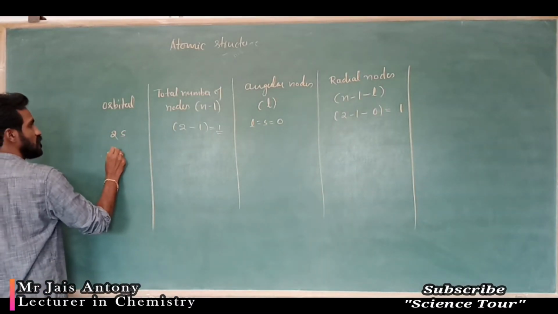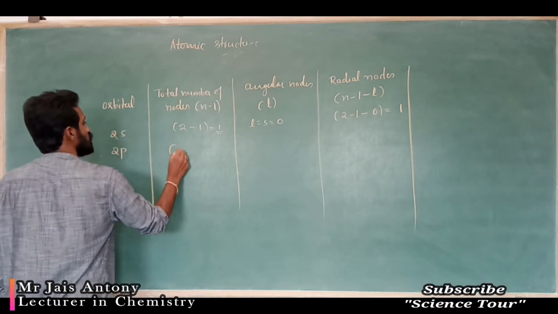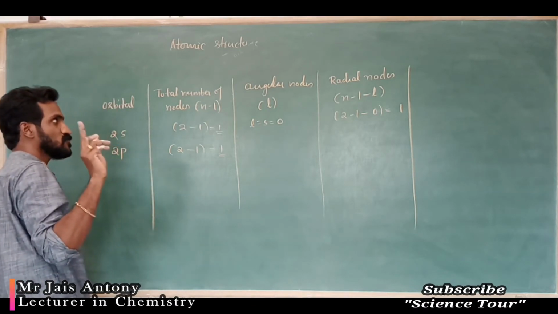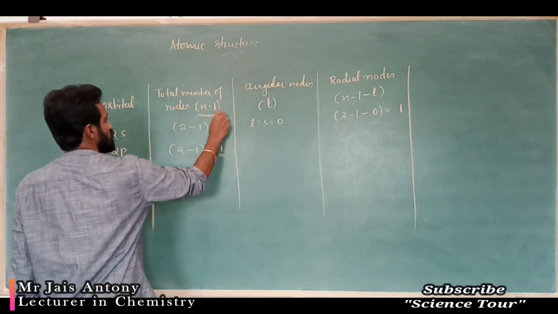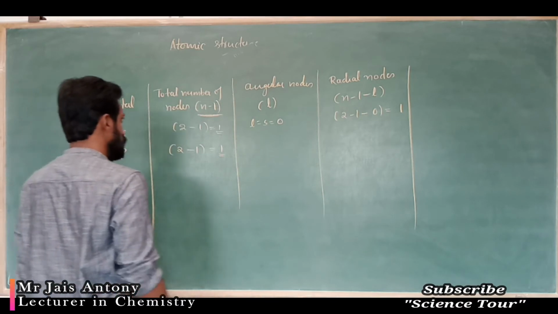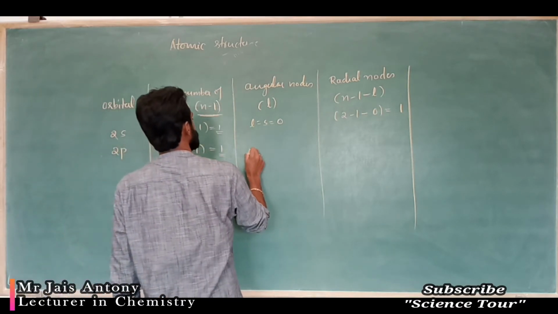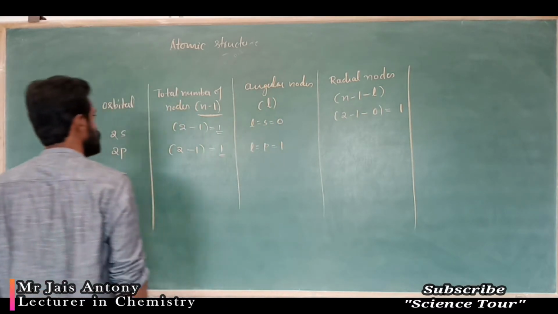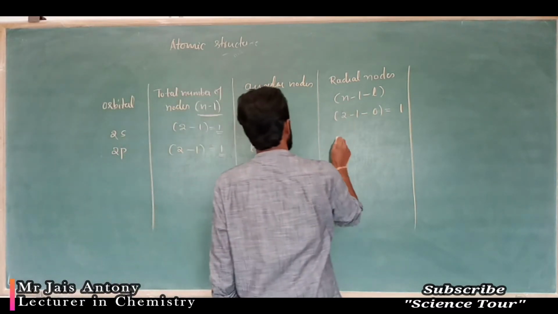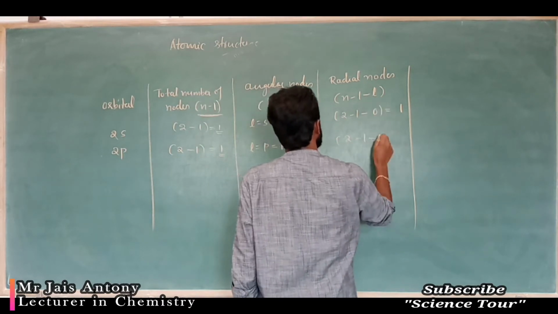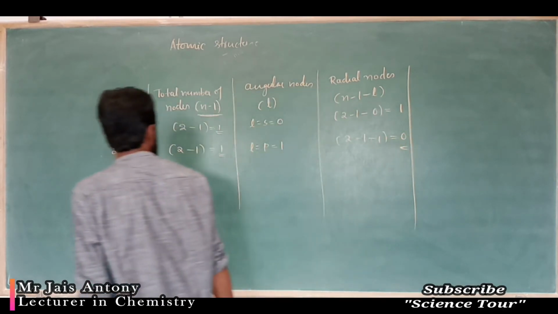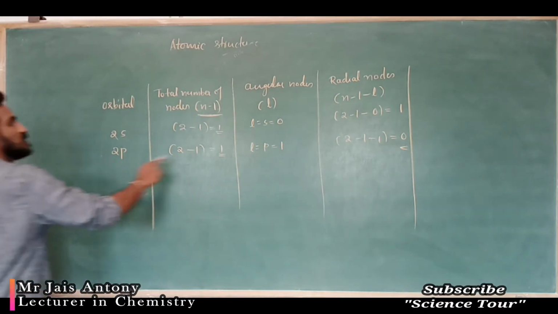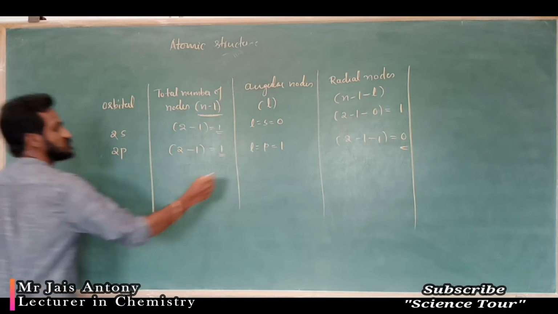Then 2p we will check. 2 minus 1, 1 node is present. Total number of nodes is 1. This is the formula to find the total number of nodes. For p you substitute the value 1, which means one angular node is present. Is there any radial node? 2 minus 1 minus L, with L as 1, is 0. So 0 radial nodes, only one node is present, that is the angular node. Understood?